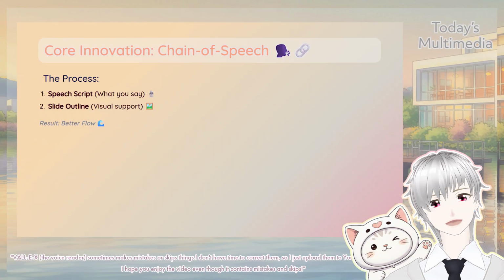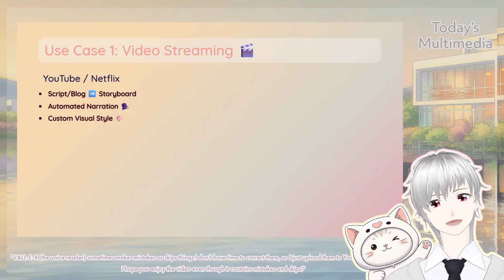And here is the coolest part. They invented something called Chain of Speech. This is a really big deal. Usually, AI just summarizes text for the slide, but SlideTailor thinks about what you are going to say first. It writes a speech script for the presenter, and then designs the slide outline to match that speech. This makes the presentation flow so much better, because, you know, the slides are meant to be not just read silently.